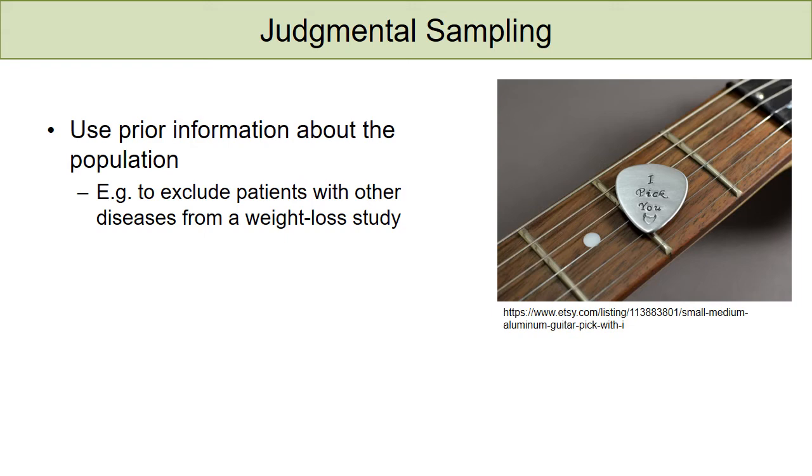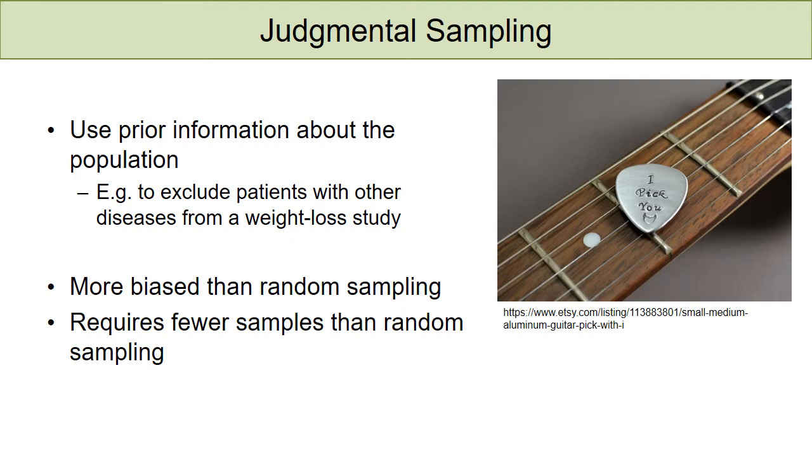This is where you pick something based on what you know about the sample. So you have some sort of previously determined information, or you have reasons for deciding on particular samples. A good example is that maybe you're trying to study weight loss. You want to see if a particular drug is going to help you lose weight over time. Well, you might want to get rid of patients who have other diseases. That might be a different factor.